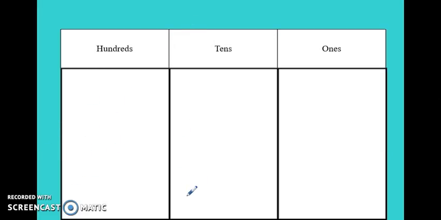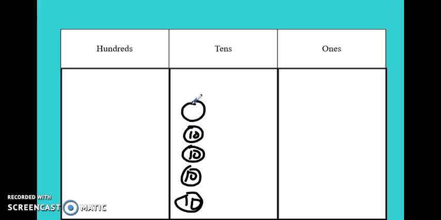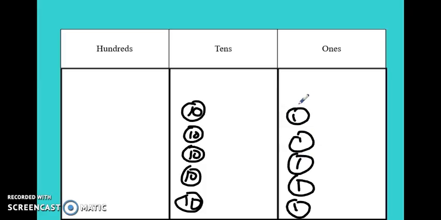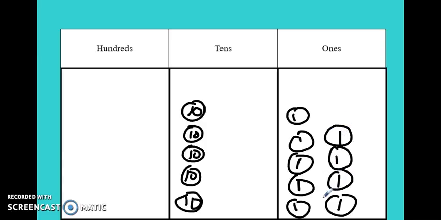So 50 has tens. So it's 10, 20, 30, 40, 50. Now we're going to count up to 59. So 50, 51, 52, 53, 54, 55, 56, 57, 58, 59.